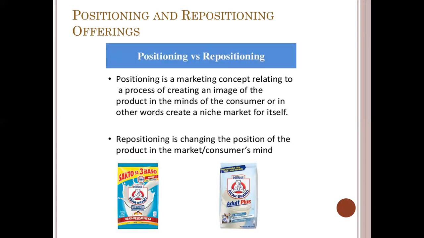So we have here an example, a powdered milk named Bear Brand from Nestle. So we have here positioning. You are going to position your product in the market. This Bear Brand is a powdered milk for kids, and then they repositioned their product and created Bear Brand Adult Plus. So now Bear Brand is not only for kids but also for adults as well. So that is positioning and repositioning.